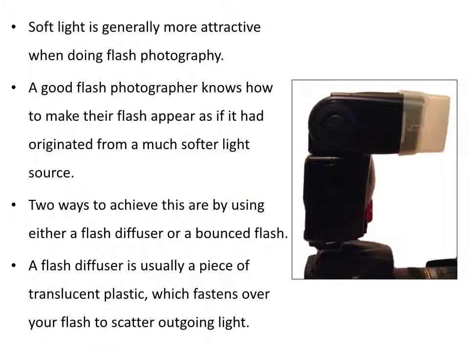In flash photography generally, as well as with archaeology, soft light is generally more attractive. And a good flash photographer will know how to make their flash appear a lot softer. There are two major ways of doing this. It's by diffusing the light. So with a camera flash, you can put a piece of translucent plastic over the flash, and this will scatter the outgoing light, making it softer.